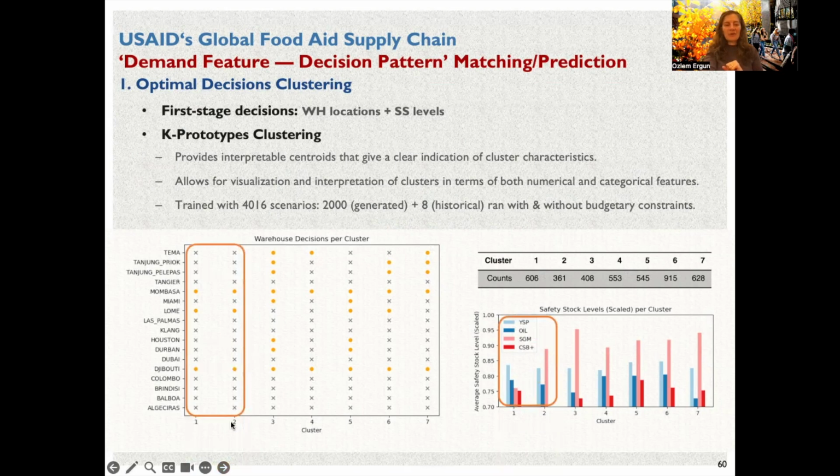And in fact, we were able to get 7 different clusters using several different algorithms. And it was interesting because in some different clusters, we saw that warehouse locations were exactly the same. However, the commodity inventory levels were different. In some other clusters, when we compared them to each other, we saw that their warehouse locations were different. However, their inventory positioning levels were similar.